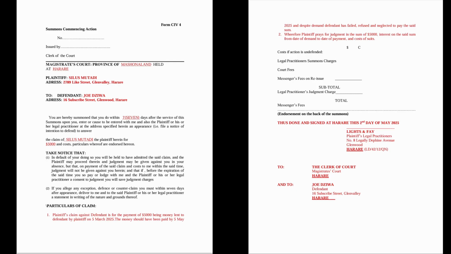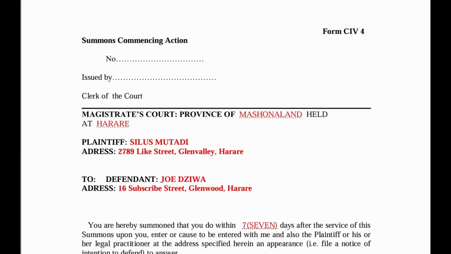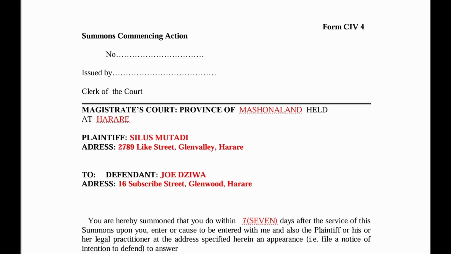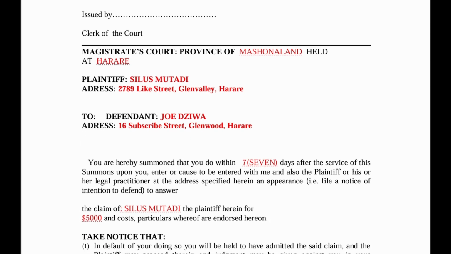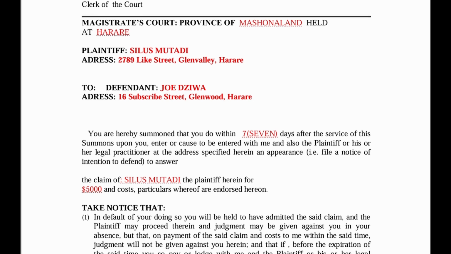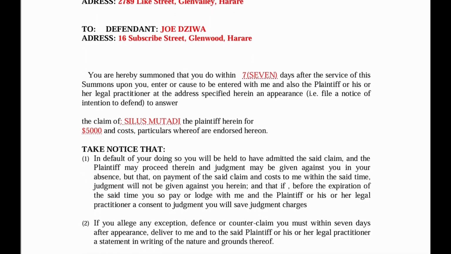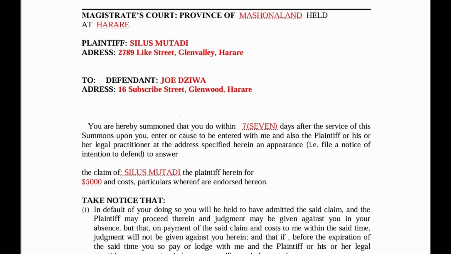The summons are found in the Magistrate Court Civil Rules on Form CIV4. If you look at your far top right corner, it's written Form CIV4. That's the number of the form in the Magistrate Court Civil Rules. Take note that all the text you see in black ink is how the form looks like in the Magistrates Court Civil Rules. It comes like that by default. And the red part is the part where the legal practitioners for Silas Mtadi filled in.